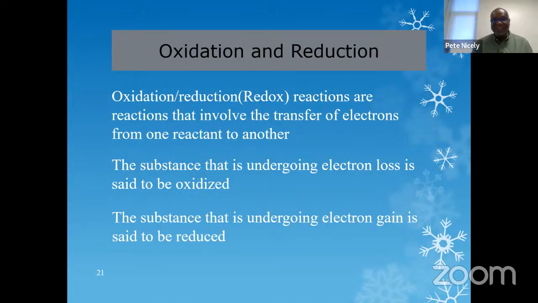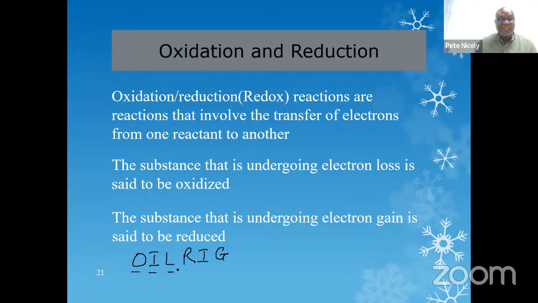And there is a mnemonic that is used very often to help us to remember these definitions, that I like to share with my students. Oil rig, right? So that stands for oxidation involves loss of electrons, reduction involves gain of electrons. So I hope you find that helpful in terms of remembering which is which, all right? Okay, so that's basically what oxidation and reduction is all about.